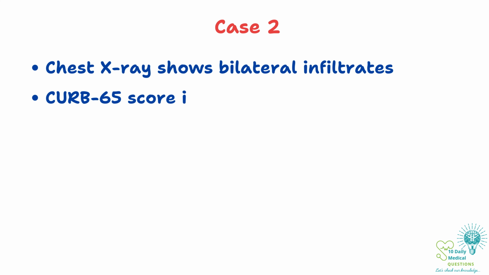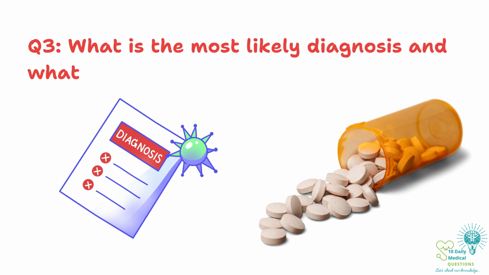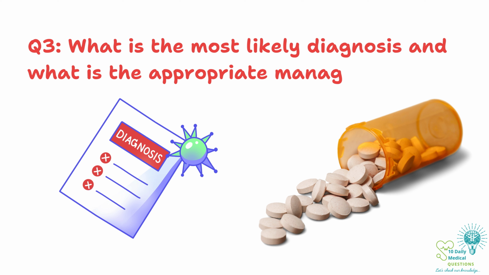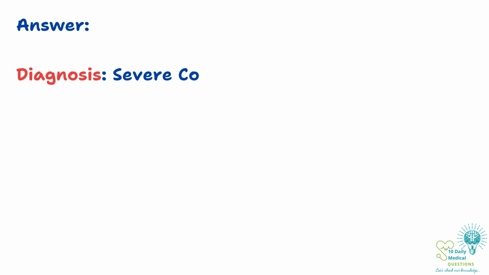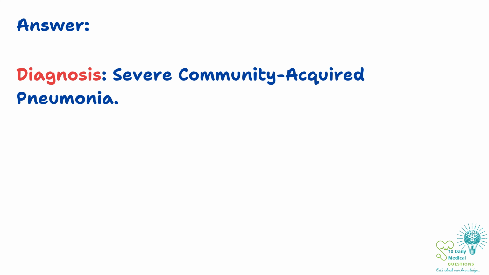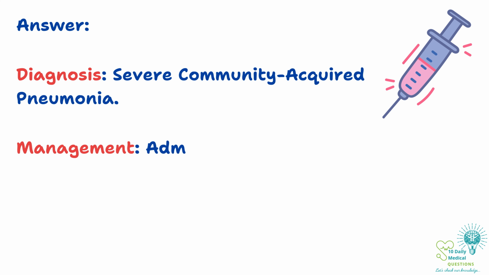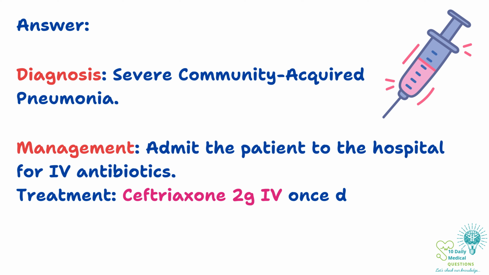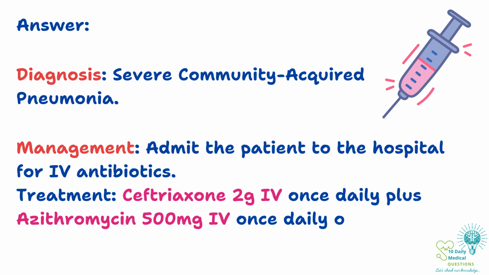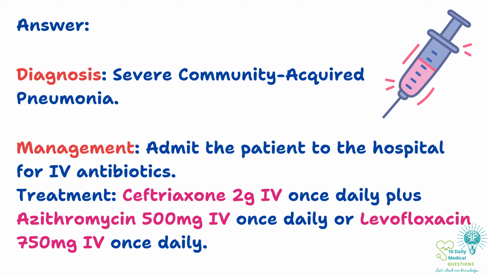Question 3. What is the most likely diagnosis and what is the appropriate management? Answer. Diagnosis: severe community acquired pneumonia. Management: admit the patient to the hospital for IV antibiotics. Treatment: ceftriaxone 2 gram IV once daily plus azithromycin 500 mg IV once daily or levofloxacin 750 mg IV once daily.